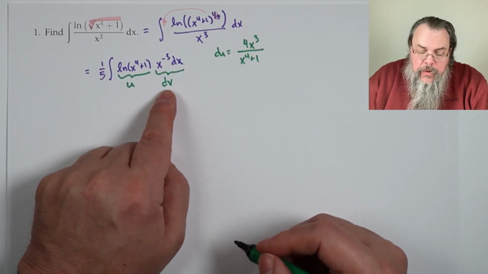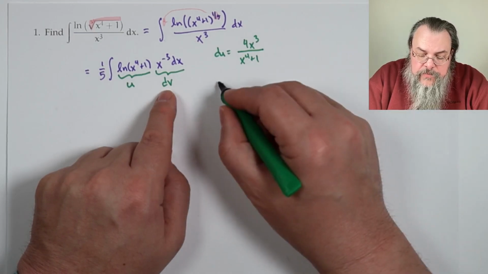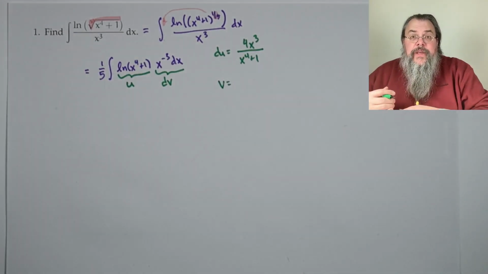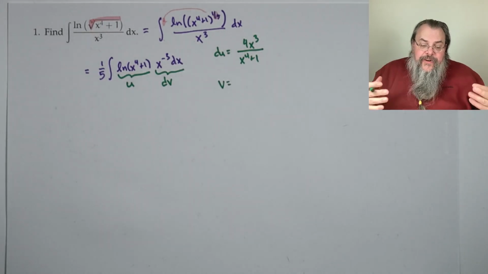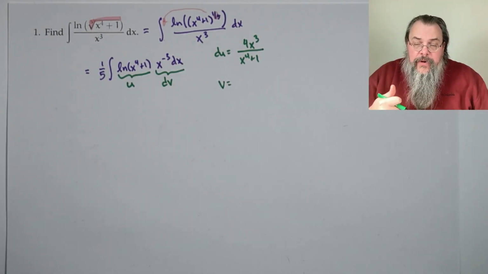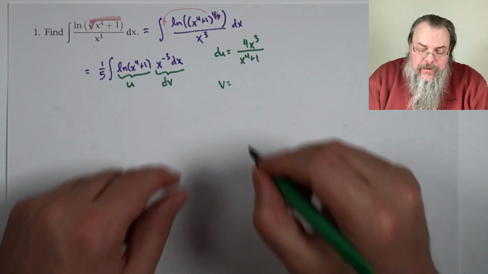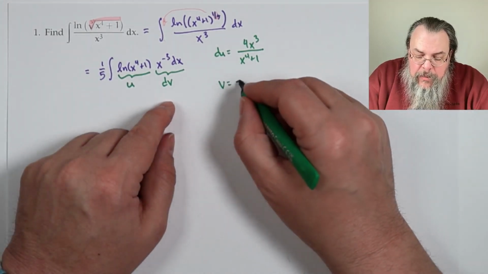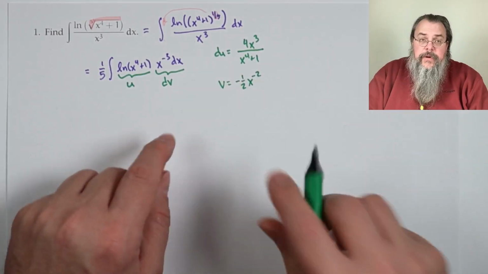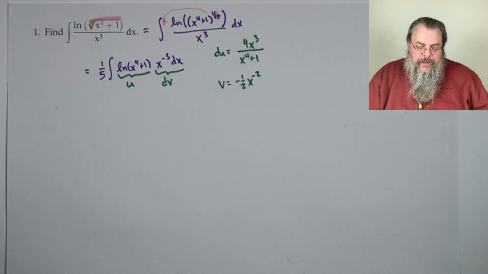That's dv, so what's v? Well, the nice thing is we wrote it as x to the negative 3, so it's already in its calculus-friendly form. You add 1 to the exponent, negative 2, and then you divide by that new exponent. So we end up with v equals minus 1/2 x to the negative 2. And we don't need any plus c's at this point, not for this stage of integration by parts.